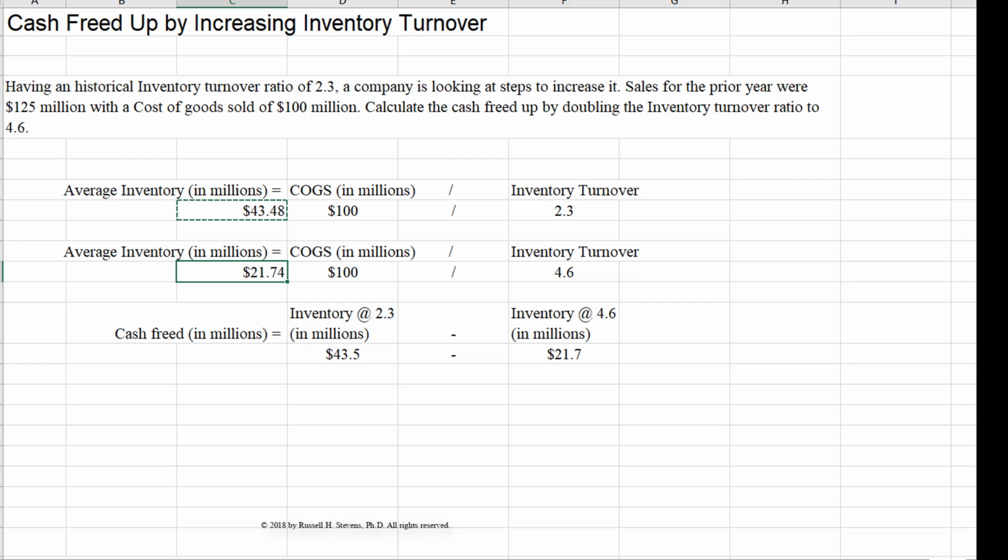Both of these workbook cells were also formatted to just one decimal place. That is more appropriate when dealing in millions or thousands of dollars. All that needs to happen is to put in the last formula. Highlight the workbook cell directly under cash freed in millions, type in an equals sign, highlight the 43.5, type in a minus sign, highlight the 21.7, and press Enter. The cash freed for other purposes by being more effective in inventory management is $21.7 million.